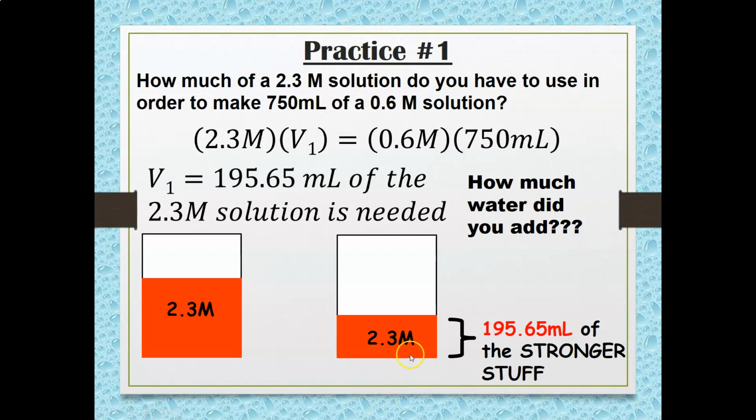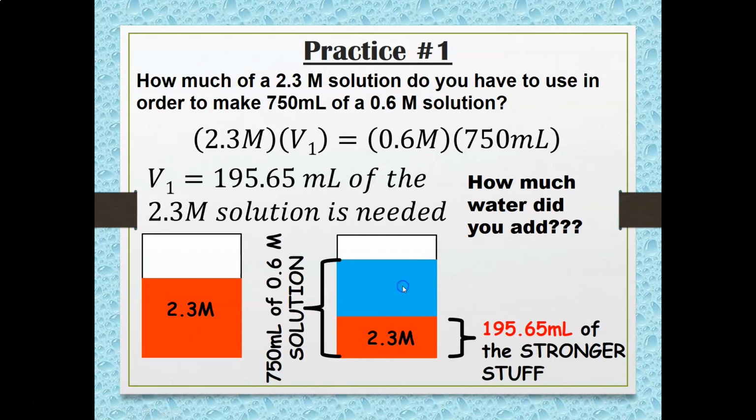Then what I'm going to do is fill this up until I get up to 750 milliliters of my solution. I'm not adding 750 milliliters of water. That would be the solvent. I don't have 750 milliliters of solvent. I have 750 milliliters of solution when I'm finished. So I'm going to add water up until I have 750 milliliters all together. And you can see that we'll water it down, it will dilute it, it will reduce the concentration.